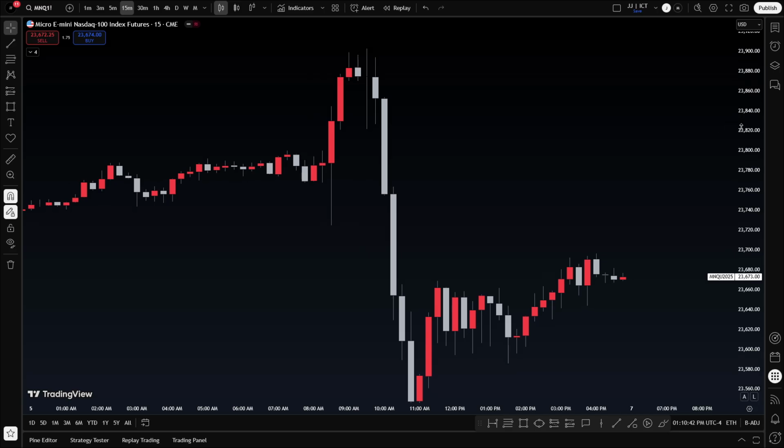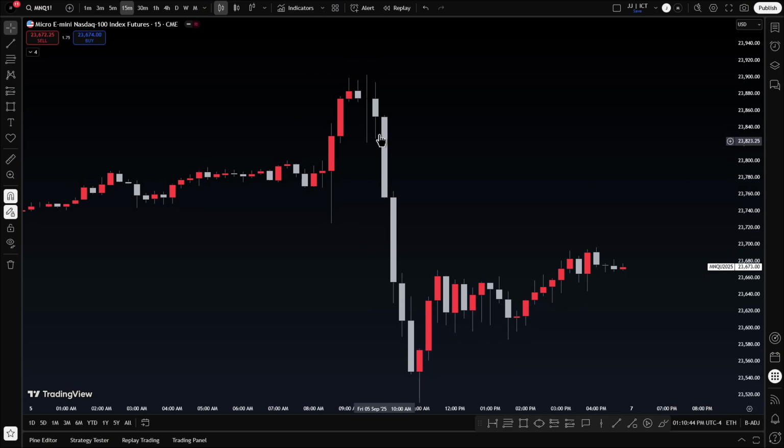See that? So in the first fair value gap of a liquidity void, since this is a bearish liquidity void, if the first candle of the first fair value gap is bearish, you mark the open. Okay, so right there. Pretty cool, isn't it?